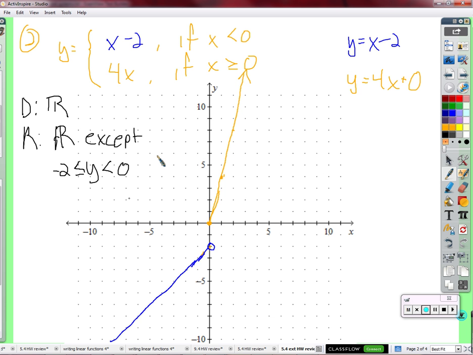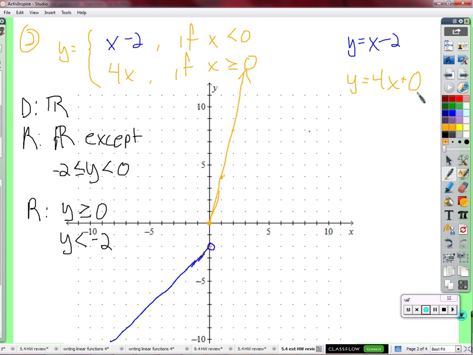You could also say it in a different way. We can say the range in terms of what y can be: y is greater than or equal to 0, or y is strictly less than negative 2. It's a little bit shorter that way. You see y values, right? This graph has y values from 0 to infinity. It also has values from just below negative 2 and down to negative infinity.